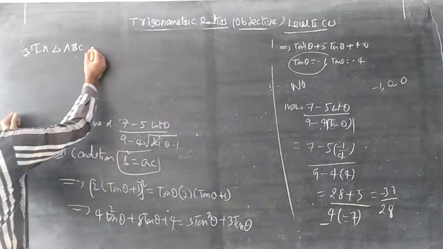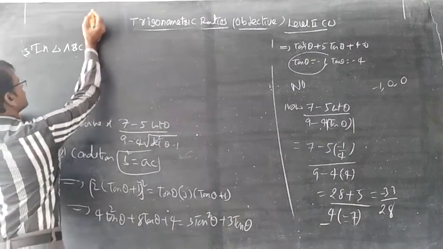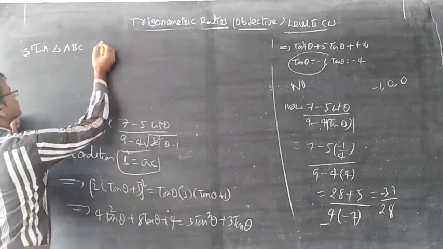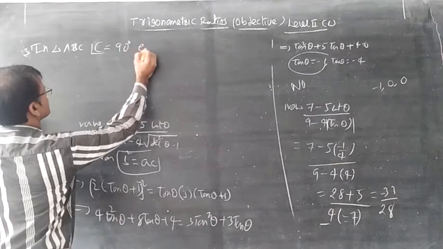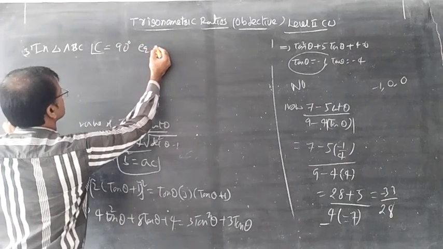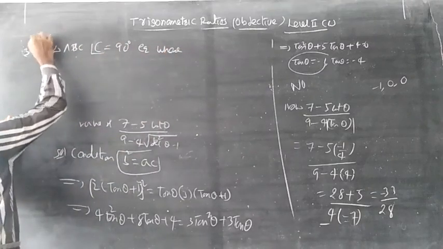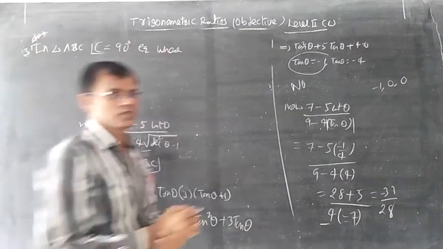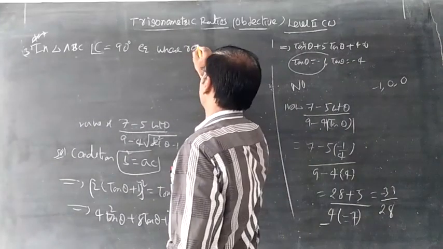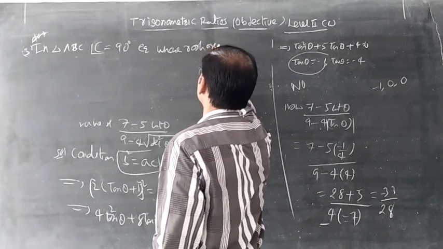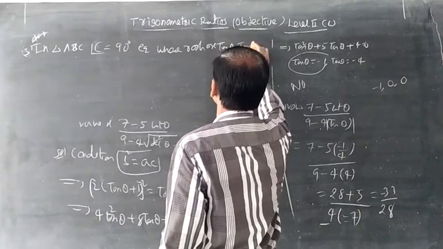In triangle ABC, angle C is equal to 90 degrees. Then the equation whose roots are tan A and tan B. Good question. Put a star mark. This is an important MSET question, not mains. Whose roots are tan A, tan B?